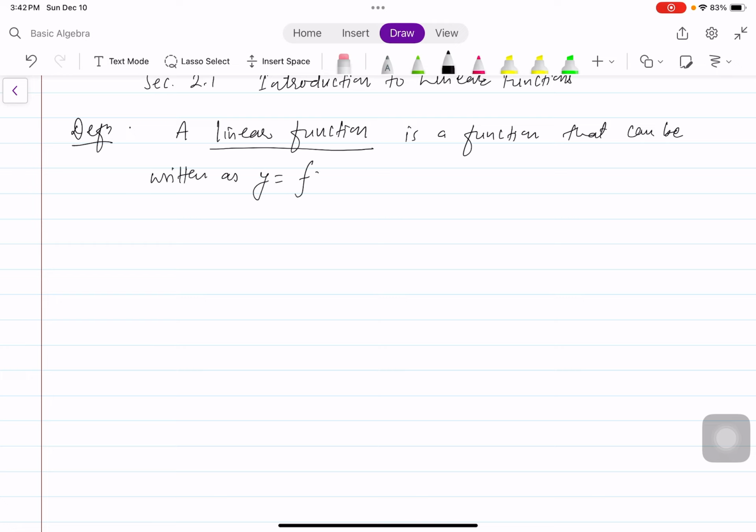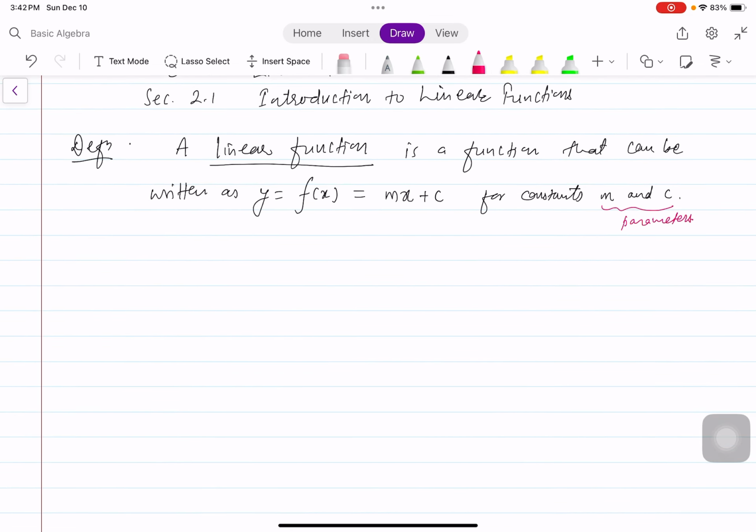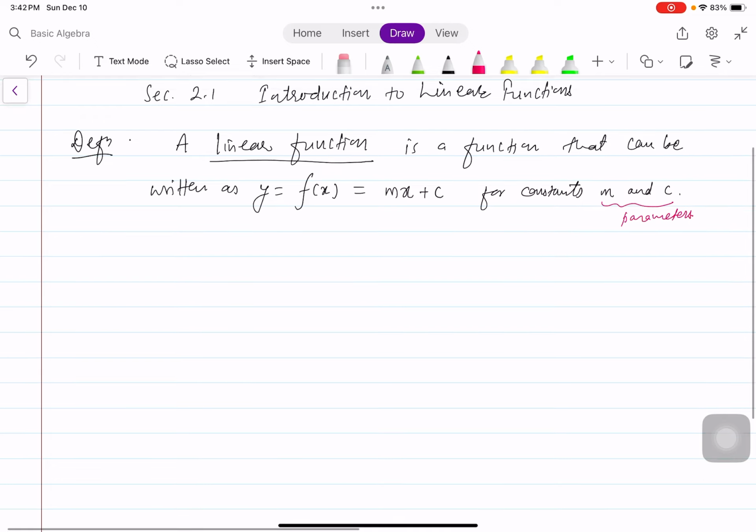y equals mx plus c, for constants m and c. These constants are sometimes called parameters, or sometimes they are just called constants. So any function that can be written in this form is a linear function.